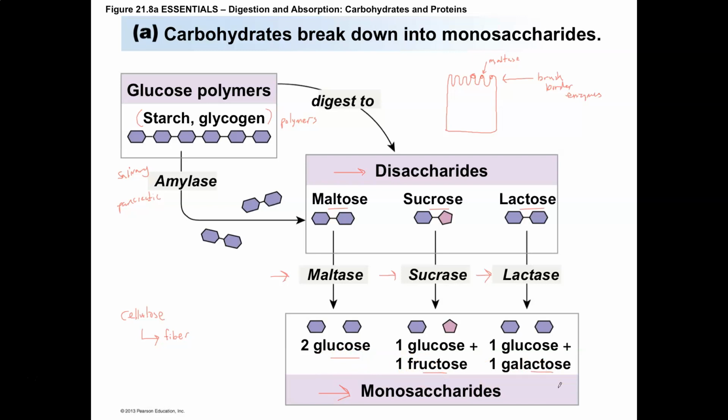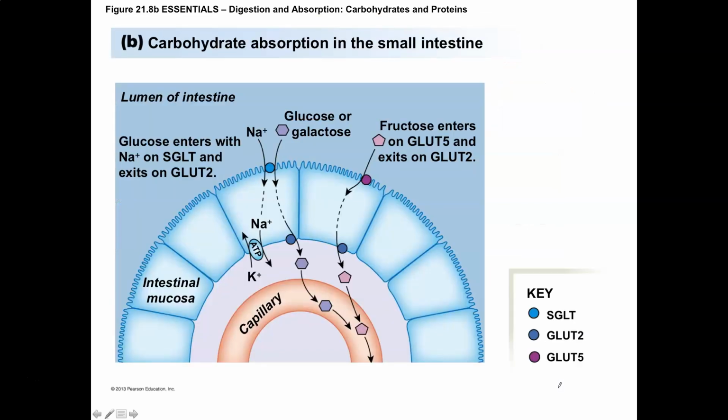So how do we absorb these monosaccharides? Once you're able to digest using amylase and using the brush border enzymes, how do we get absorption in the small intestine?